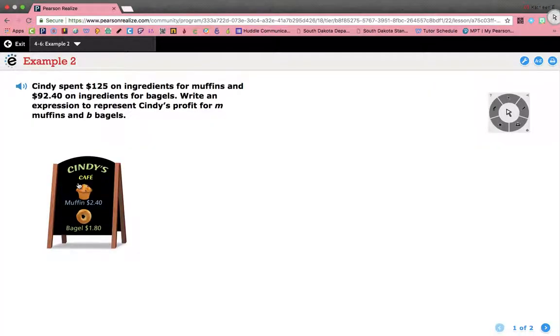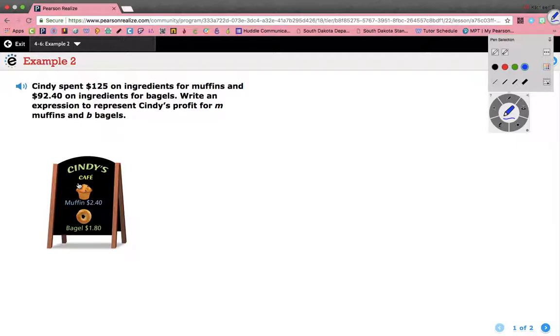Example 2. All right, so here's another example. Cindy spent $125 on ingredients for muffins and $92.40 on ingredients for bagels. Write an expression to represent Cindy's profit for M muffins and B bagels. To start this one, you have to know what a profit is. When we're talking about profit, that's how much money they made after taking back what they spent initially.